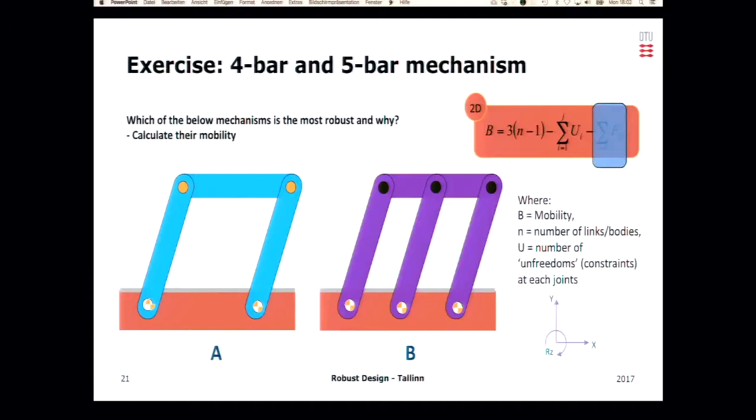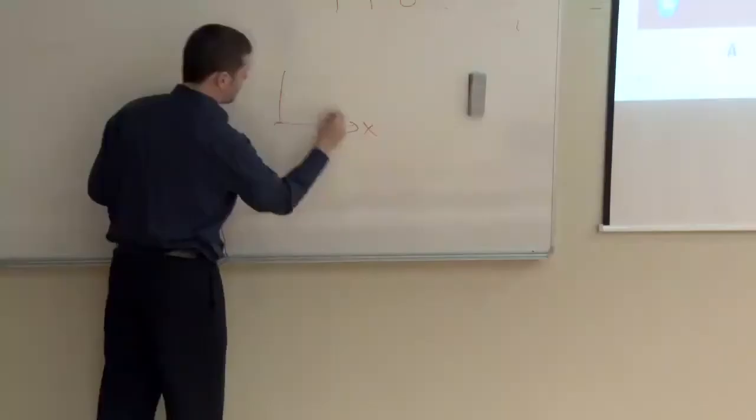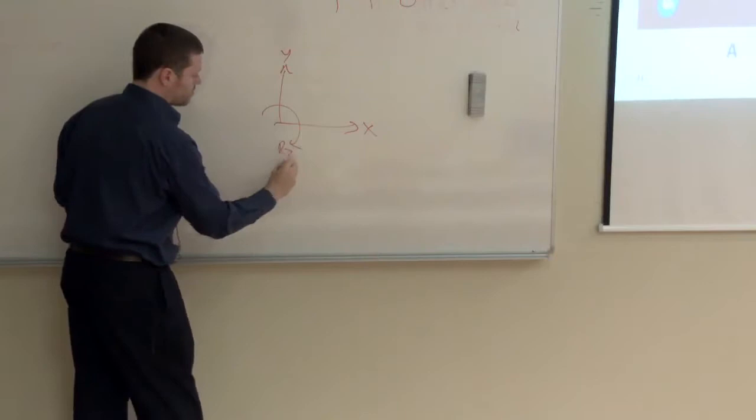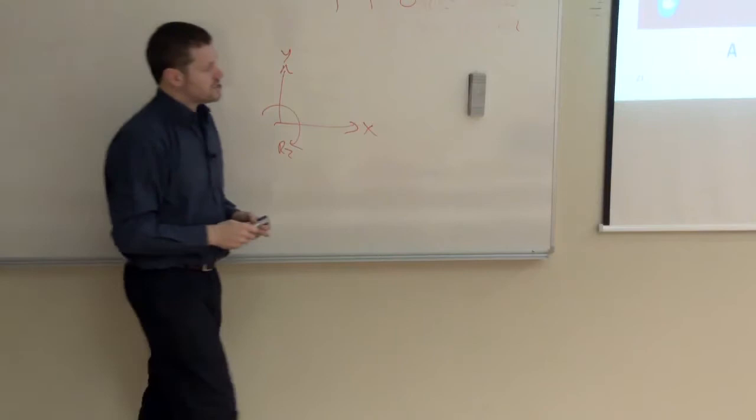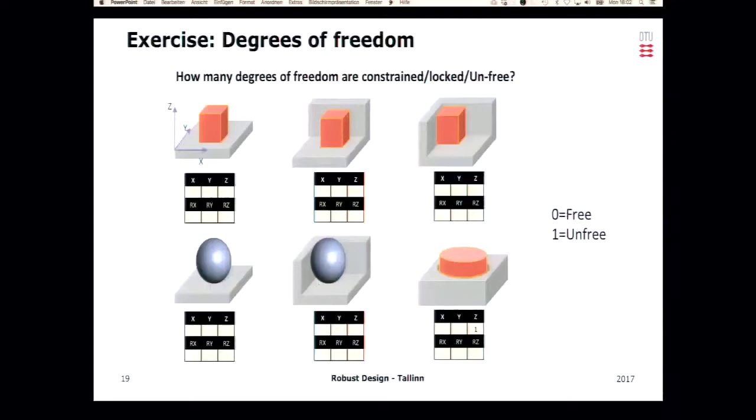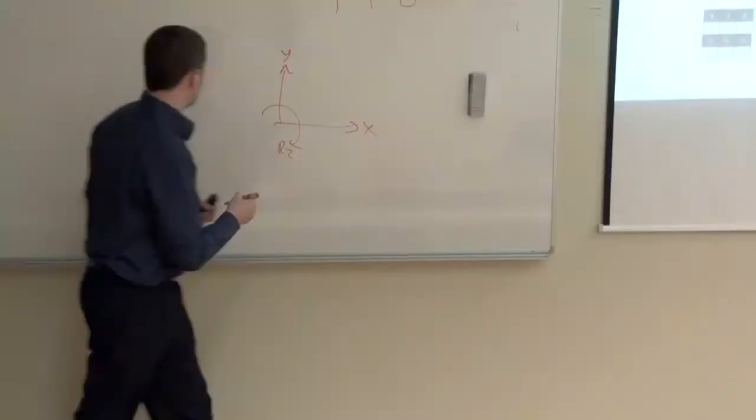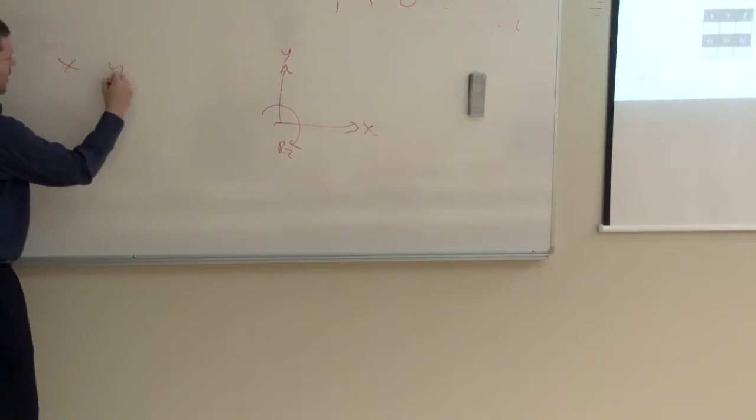Now we're just going to work with 3 degrees of freedom now. So X, Y, and RZ. So we're in a 2D world. So what I need you to do is using the same notation as before, where we have a 0 for free and a 1 for unfree. For each of the links, we have X, Y, and RZ.